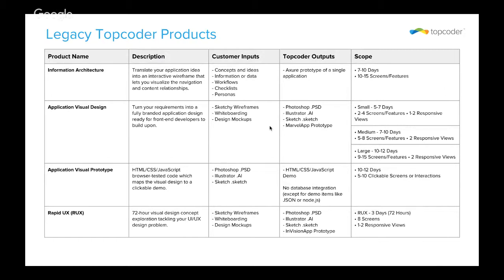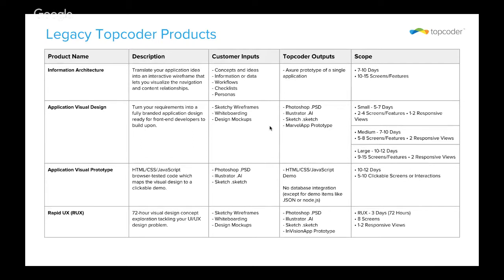So legacy Topcoder products. This is what we've traditionally been using for the past year and a half or so. This is something that Adam and myself created, attaching scoping around specific prizes. So again, if you've competed on Topcoder design challenges before, you've probably seen these terms or these scope and sizing structures.